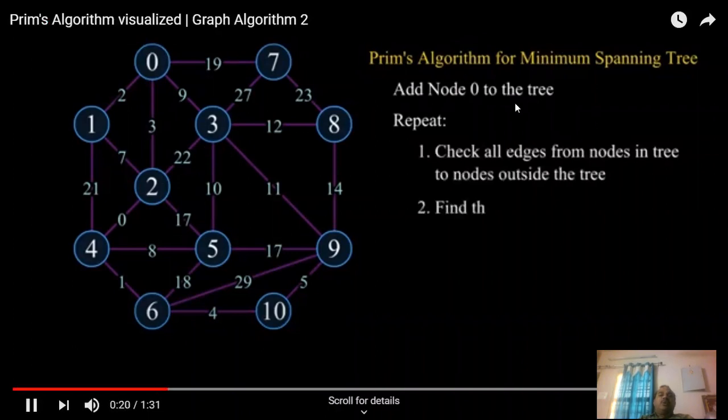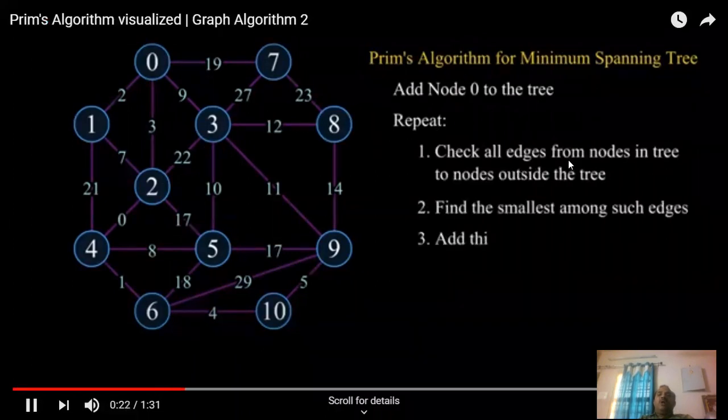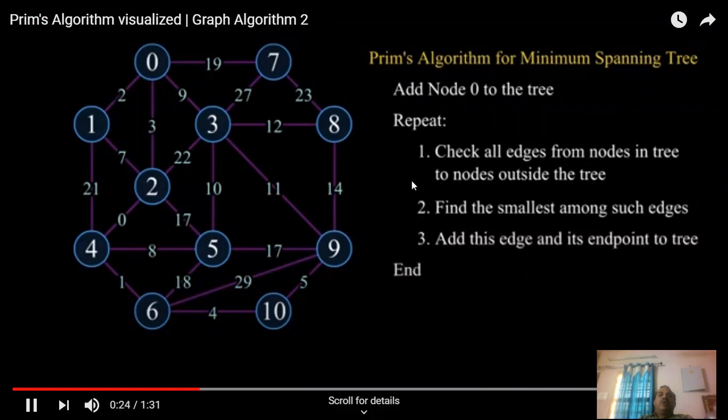add node 0 to the tree, repeat: check all edges from nodes in the tree to nodes outside the tree. All of you, this is the algorithm. Check all the edges from nodes in the tree to nodes outside the tree. For example, 0 is a node. This is the first node. Then check all the edges outside of the node. Clear?